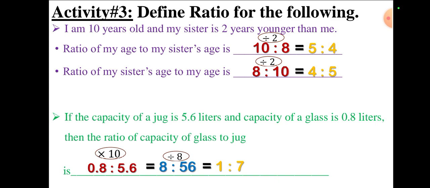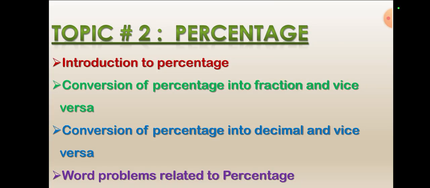It's in simplified form. The capacity of a jug is 5.6 liters and the capacity of a glass is 0.8 liters. Then the ratio of the capacity of the glass to the jug: first of all, 0.8 to 5.6. I'll multiply them by 10 and I'll get 8 to 56, and I'll divide them by 8. I will get 1 to 7. So that's my answer. Now the second topic, and the most important topic that we have to do today, is percentage.